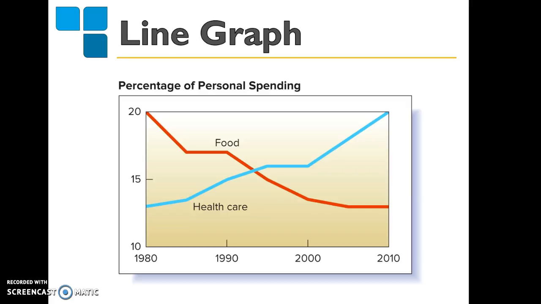So here's an example from your text, a very clean, clear line graph. It uses color well, it uses fonts well. For this line graph, you can see that it's the percentage of personal spending. Over time, healthcare spending has gone up and food spending has gone down.